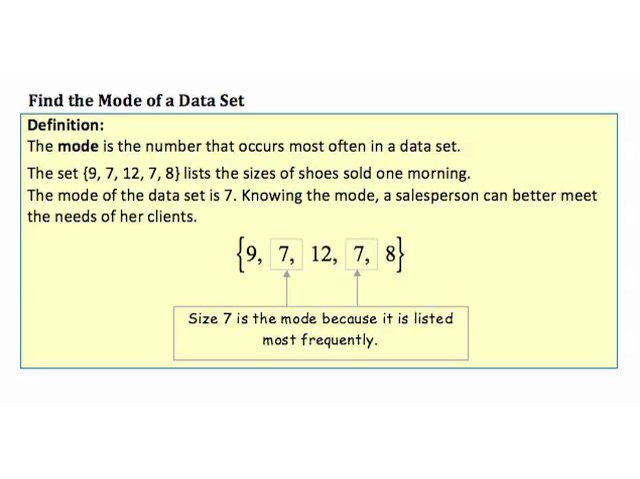And so let's take a look how we know that the mode is 7. Here was our set of data and the sizes of shoes that we sold, and you can see that 7 appears twice. And since 7 appears twice, that piece of data occurs the most in this data set, so therefore it's the mode of this data set.